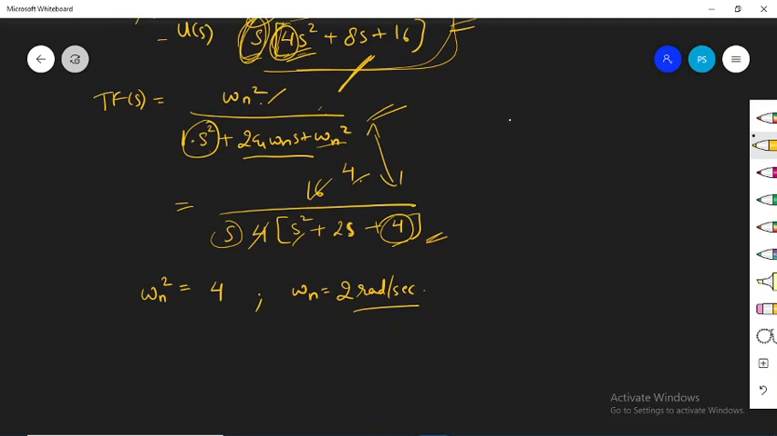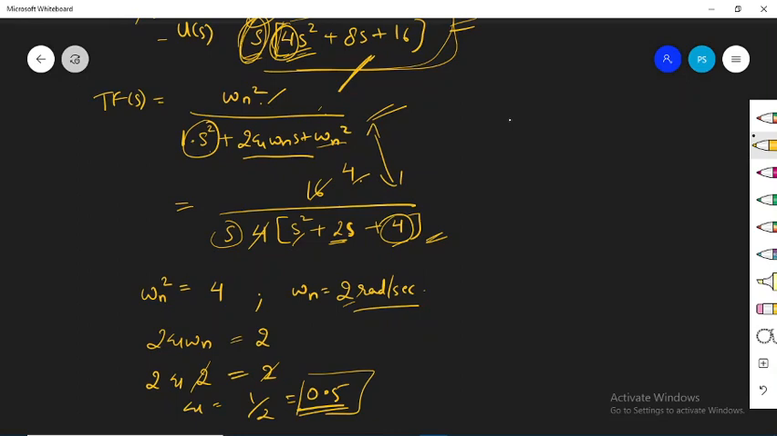Similarly, this 2 zeta omega n can be compared with this 2. So 2 zeta omega n is equal to 2. We know the value of omega n is equal to 2. So it's going to become 2 into zeta into 2, that's equal to 2. Hence we can find out the value of zeta is 1 divided by 2, or its value is equal to 0.5, and this value is actually a constant value. So the value of damping factor for this system is going to be 0.5.